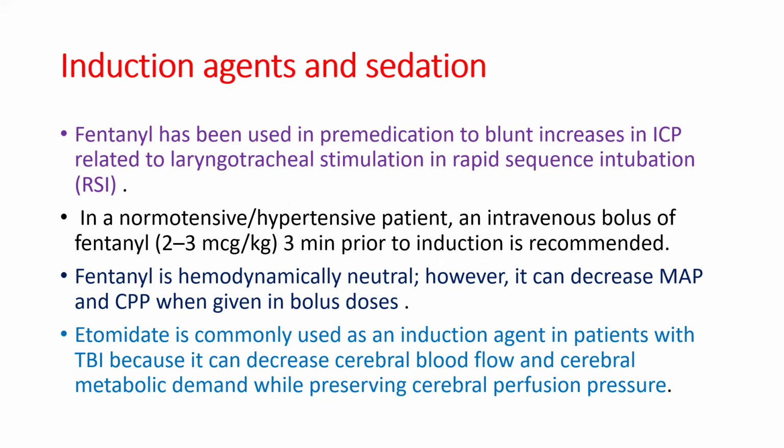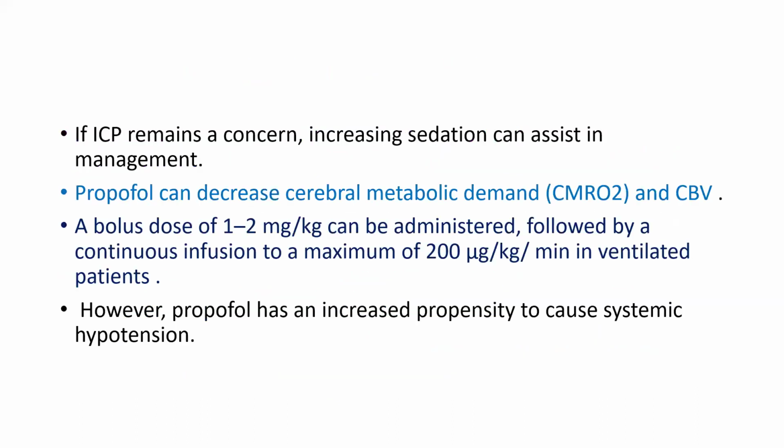In normotensive or hypertensive patient, an intravenous bolus of fentanyl, that is 2 to 3 mcg per kg, 3 minutes prior to induction is recommended. Fentanyl is a hemodynamically neutral drug. However, it can decrease mean arterial pressure and cerebral perfusion pressure when given in the bolus dose. So etomidate is commonly used as an induction agent in patients with the traumatic brain injury because it can decrease the cerebral blood flow, cerebral metabolic demand while preserving cerebral perfusion pressure.